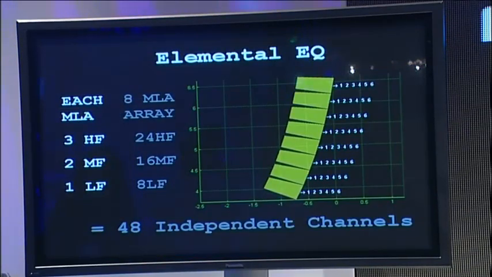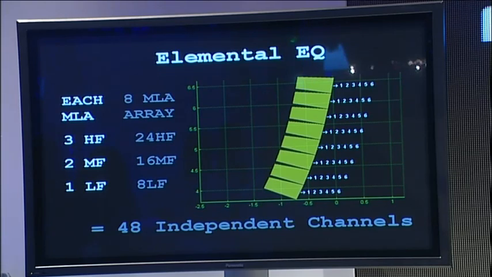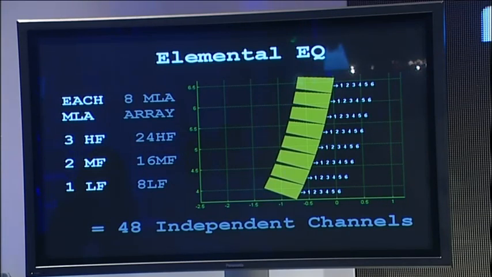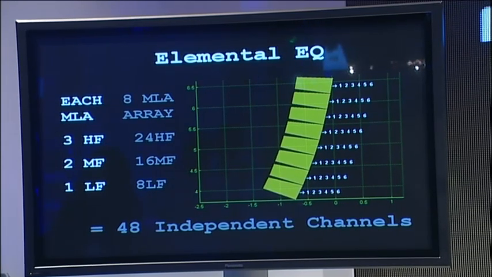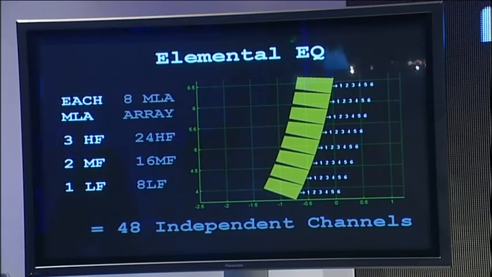So just taking a look at what's going on in the MLA system, how does it actually achieve these results? So here's an 8-box array, and in each MLA we've got 3 high-frequency channels, 2 mid channels and 1 LF channel. So in an 8-box MLA array we've got 24 HF channels, 16 mid, 8 LF equals 48 independent channels. So there's no way that a human can actually optimize the DSP coefficients and transfer functions of those channels by hand. There's just not enough time to do it. So we need to get the computer to do it for us.